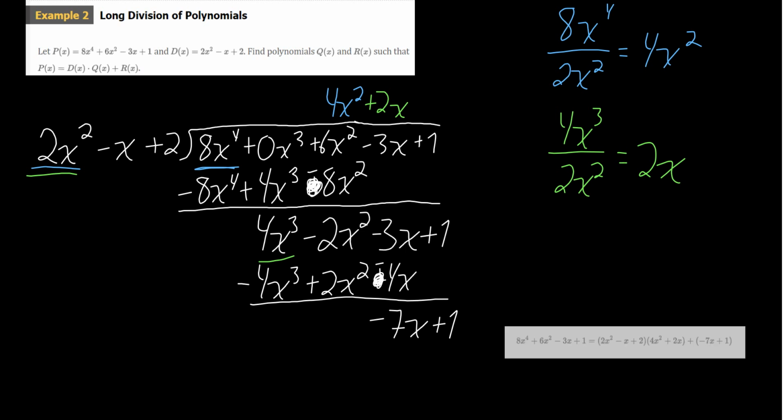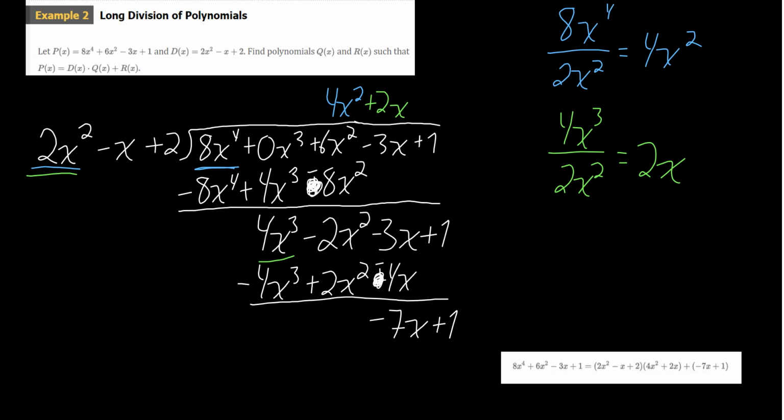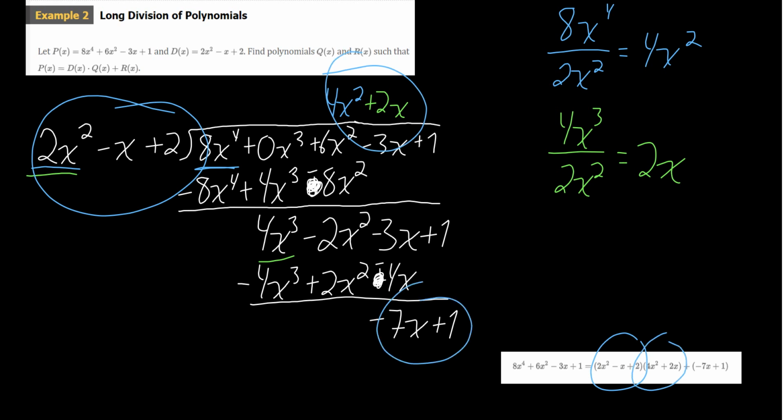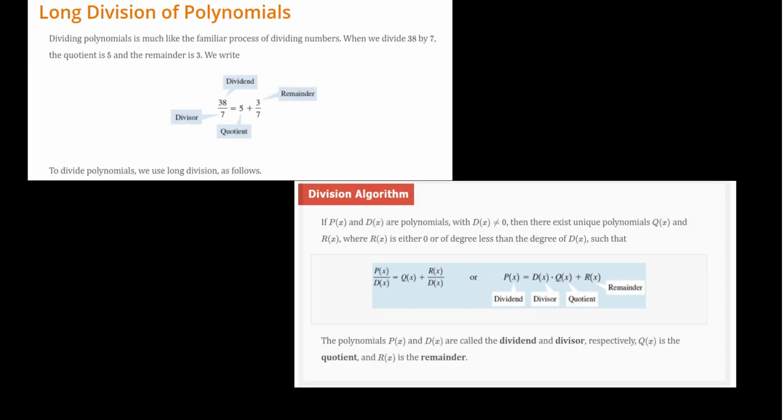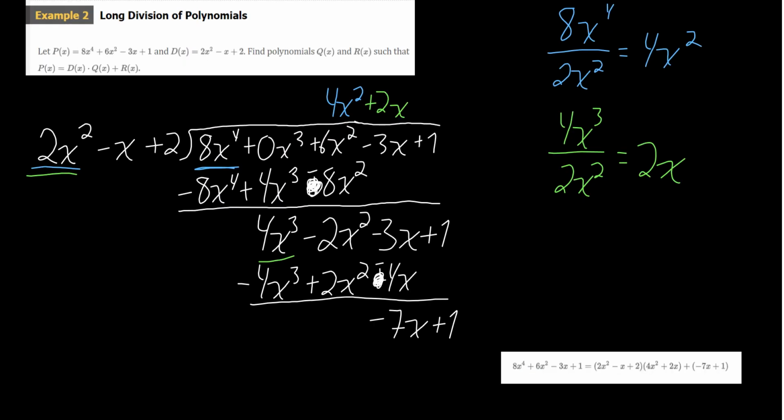Okay, so that's the solution, which again is the divisor, which is here, the quotient, which is here, and then the remainder, which is here. And again, all this does is follow along with one of two ways to write the solution that we saw on this page. This is the first way, and this is the second way, which we did just now.